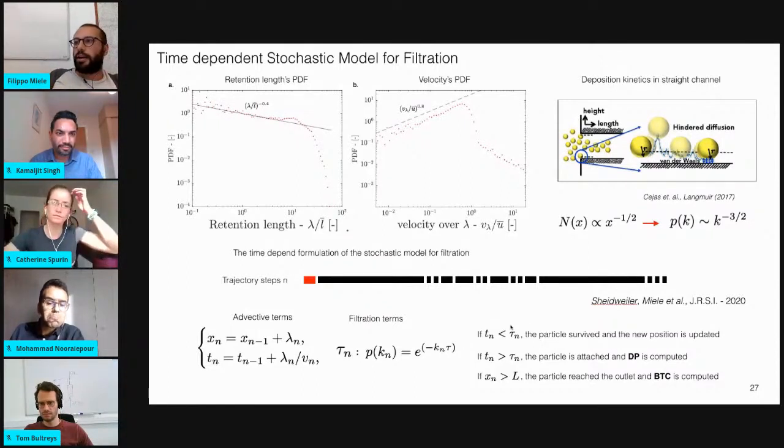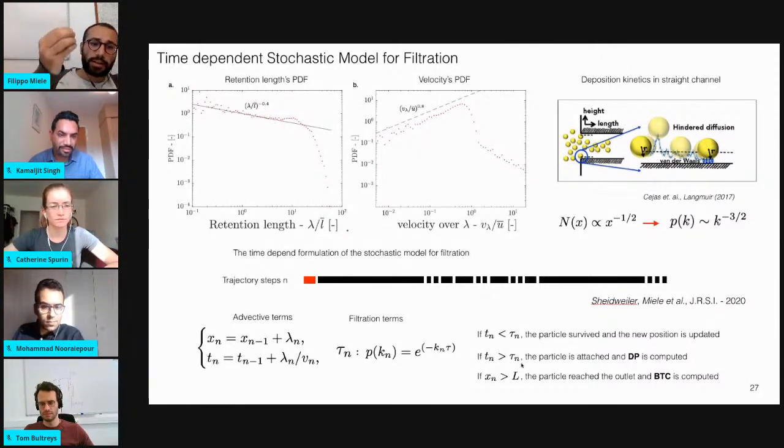In case the advective time is below the filtration time, the particle survives, and then you update the new position each time. While if the transit time is higher than the filtration time, the particle is considered deposited, and the deposition profile is computed. If the particles reach the outlet, then the BTC, the breakthrough curve, is computed.